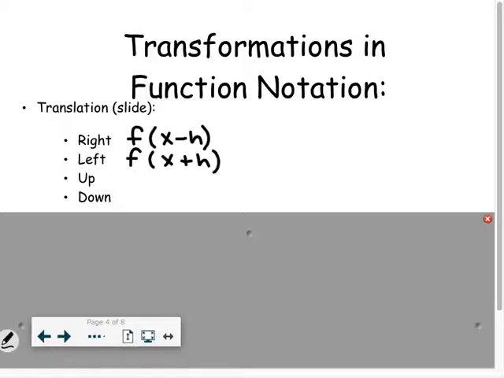Notice that those h's, minus h or plus h, are in a set of parentheses. So they're right next to the x. They need to be included inside of an absolute value with the x, inside of the quadratic, so what's being squared with the x.